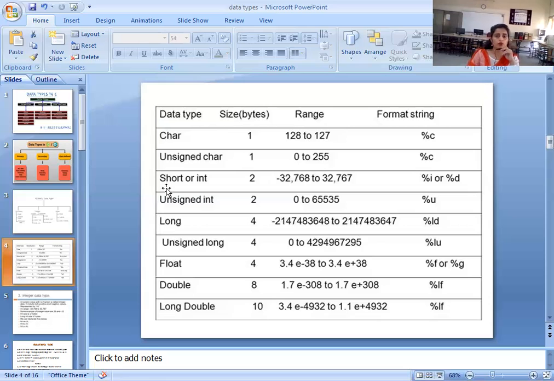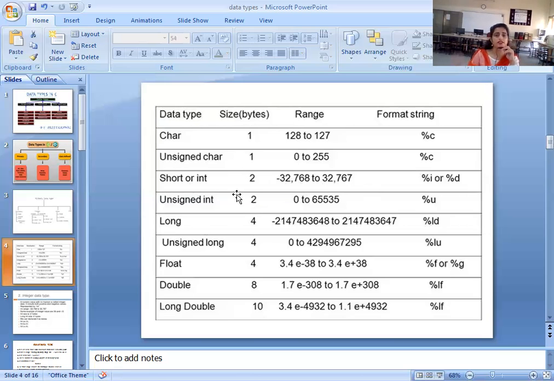And when we talk about short or integer, then its range in the signed case is from -32768 up to 32767. This you have to remember, right? And when we talk about the unsigned integer, that means only positive numbers, then it takes a byte size of 2 bytes. As in the character, it was taking a byte size of 1 byte from memory.